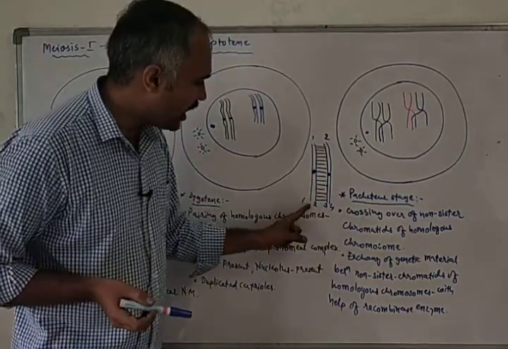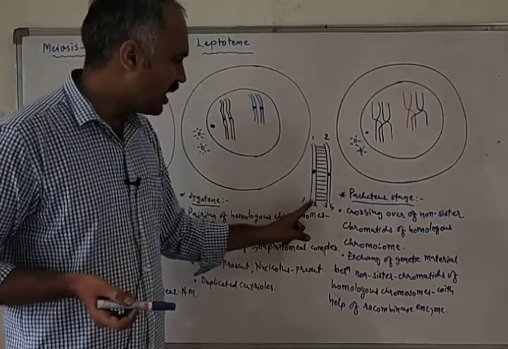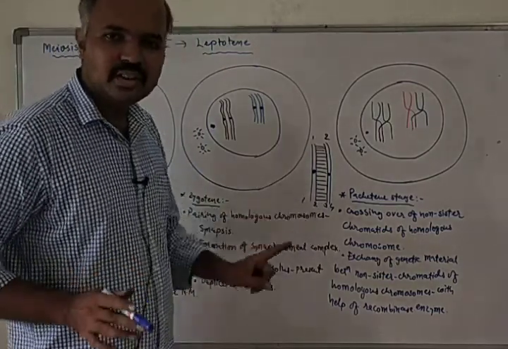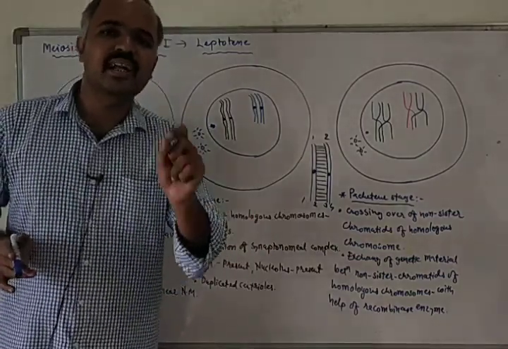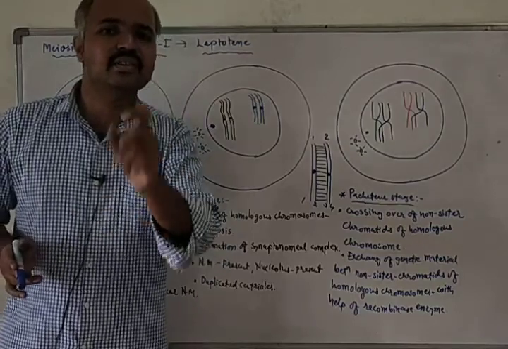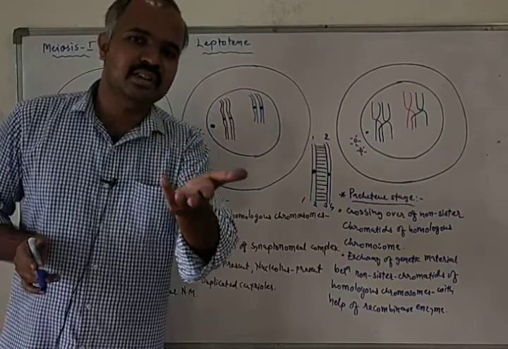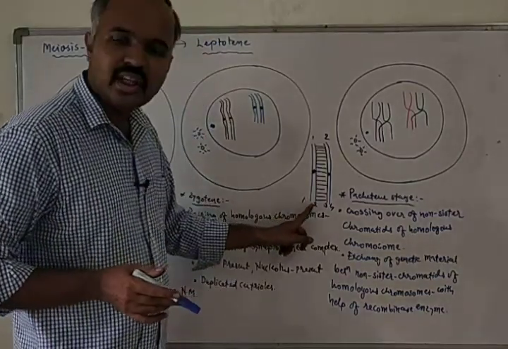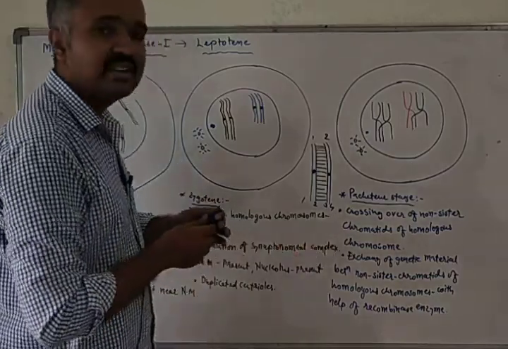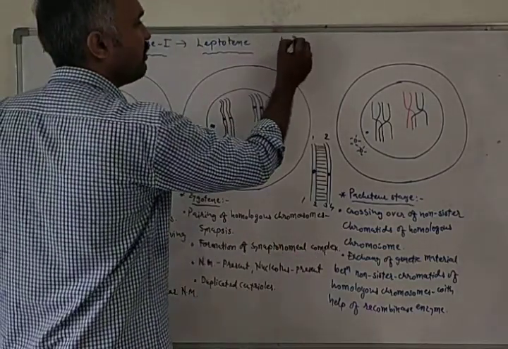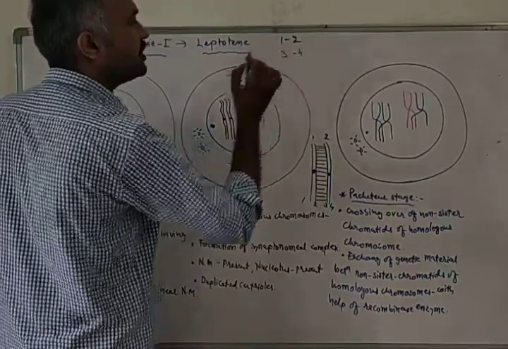So here chromatids 1 and 2 are known as sister chromatids. What is the definition of a sister chromatid? Chromatids which are held together by a centromere are known as sister chromatids. So 1 and 2 are sister chromatids, and 3 and 4 are also sister chromatids.